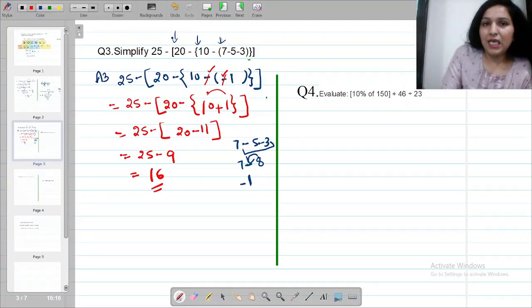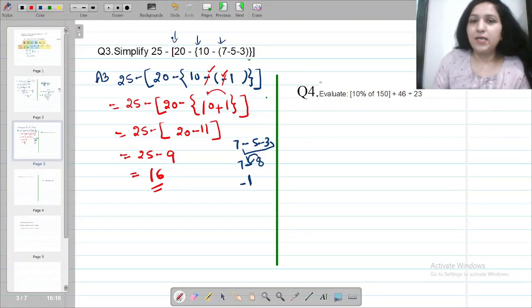Start solving the inner bracket first. So सबसे ज़्यादा अंदर है, start solving that, then move gradually towards the outer side. Alright, let's do question number 4 now.